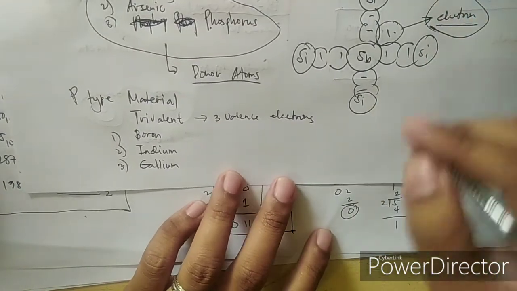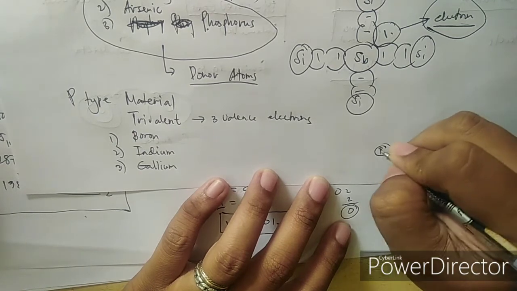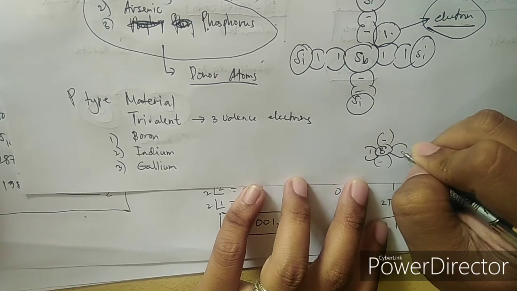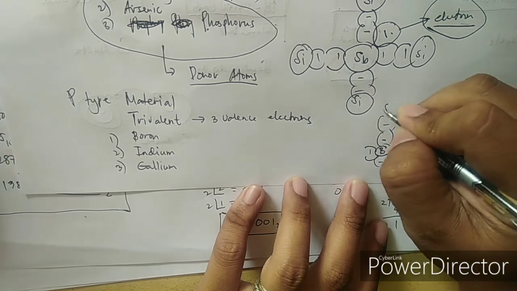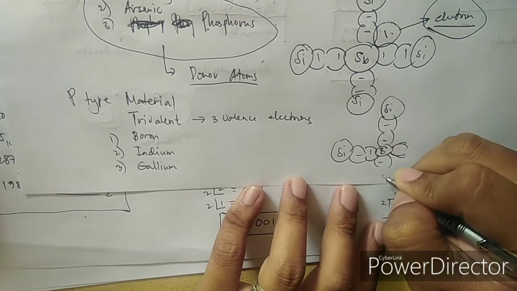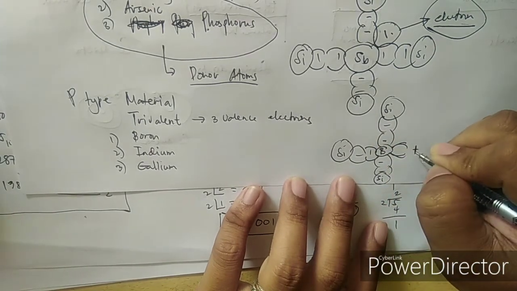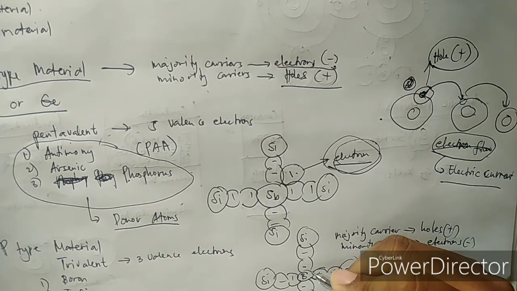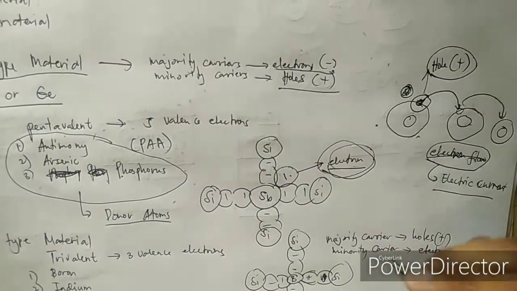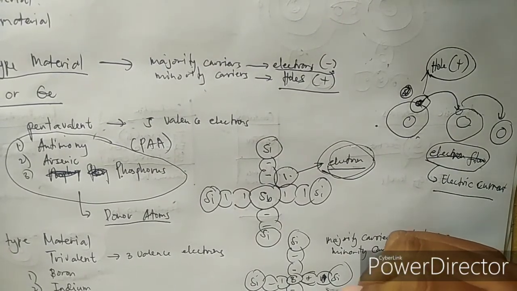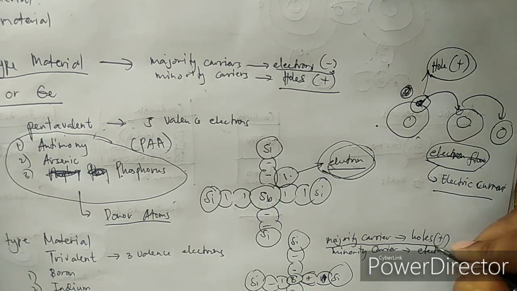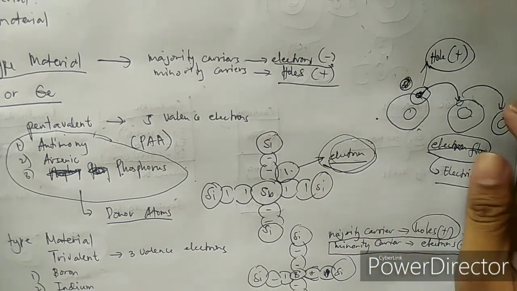Since these are trivalent materials, say for example boron, this B, it only has 3 valence electrons, so one is empty. It will share its atoms with the silicon semiconductor, and this one is cut off. So if you have a space here, since the boron has only 3 valence electrons, there is an empty space, and this is considered a hole. Since there's a hole, there's one lacking electron. So with one lacking electron and an excess of holes, the majority carriers of P-type material are holes and the minority carriers are the electrons.